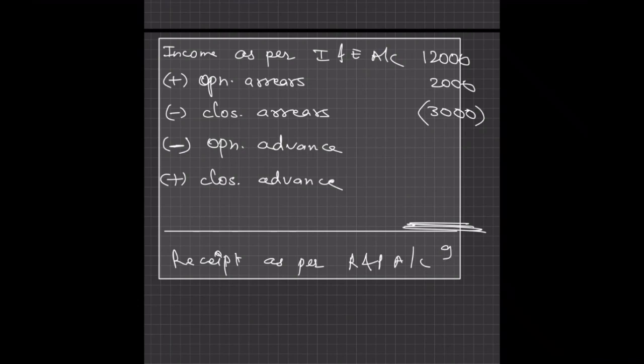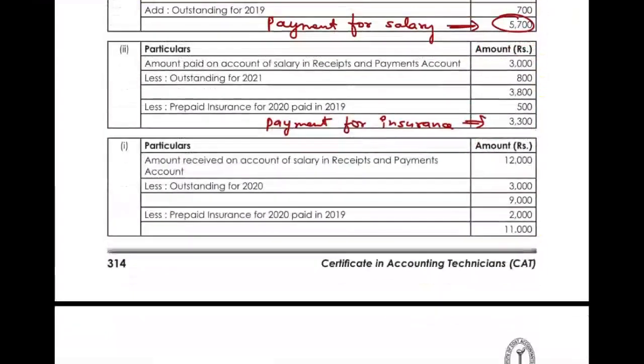So this would be 9,000. Sorry, not 9,000, but 11,000. 12,000 plus 2, that would be 14, minus 3 is 11,000. And that is what is coming here. Receipt for subscription. That is what they asked you to calculate.